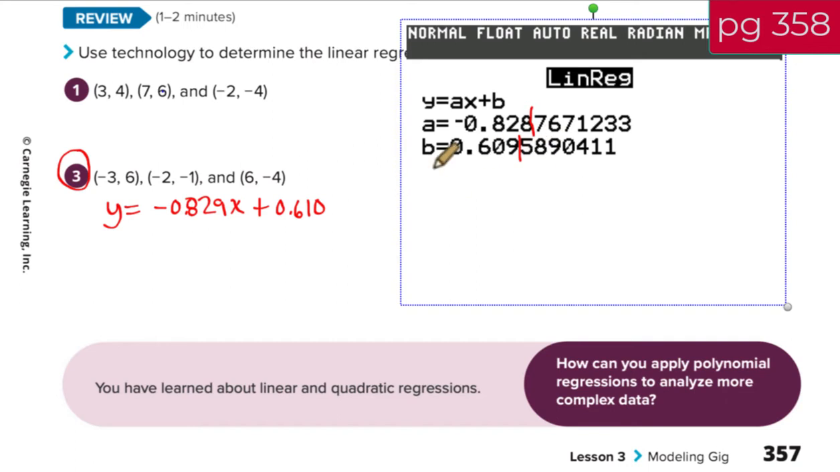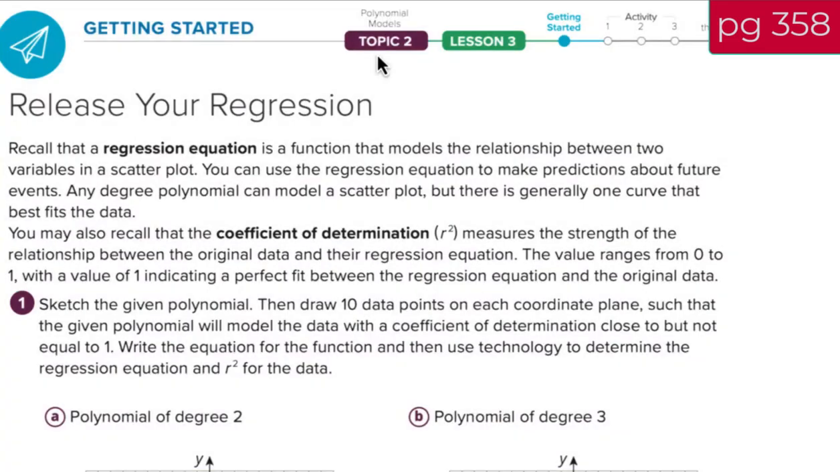Perfect. So now you're good at linear regressions. That should be reviewed. Okay, so now let's look at page 358, because there's some words we need to learn about. We need to learn exactly what a regression equation is. Remember, the regression equation is a function that models a relationship between 2 variables in a scatter plot. So when you look at a scatter plot, you can come up with an equation that is a good approximation for all of those points.